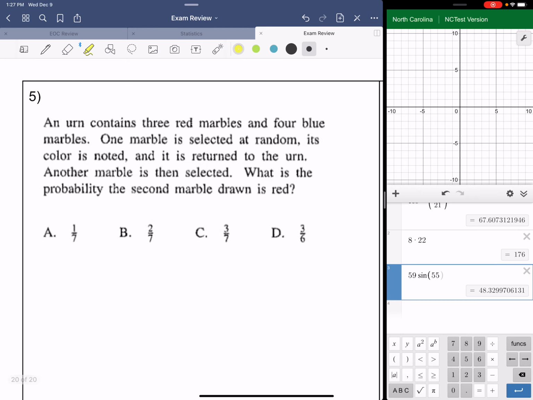An urn contains 3 red marbles and 4 blue marbles. So we have 7 total. 1 marble is selected at random, its color is noted, and it's returned to the urn. So since it's returned, we still have 7 things in the urn. Then we draw another one. What's the probability that it's red? Well, there are 3 red marbles. So 3 out of 7 is our probability.